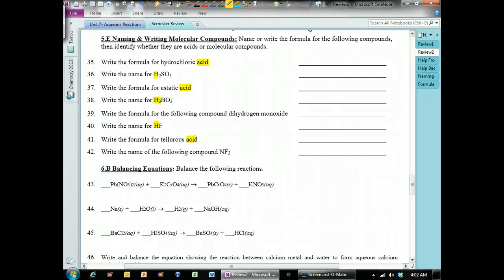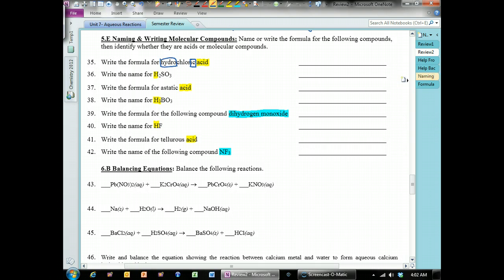So there's only two that are not acids in this example, and they don't begin with H in the formula, or they don't end with acid. So the two that are highlighted green are molecular compounds, and the others that are highlighted yellow are your acids. In this first one, the thing you want to look at is that it ends in ic and has the prefix hydro.